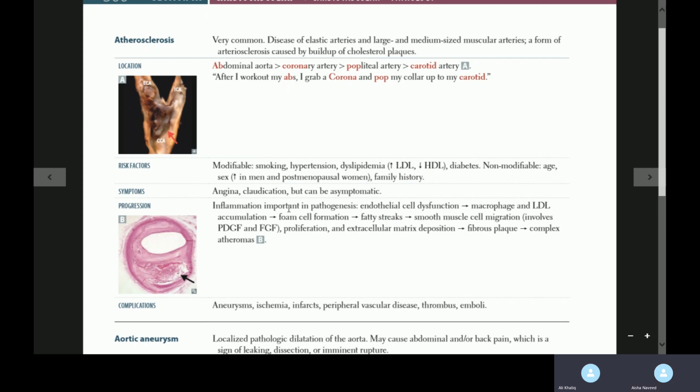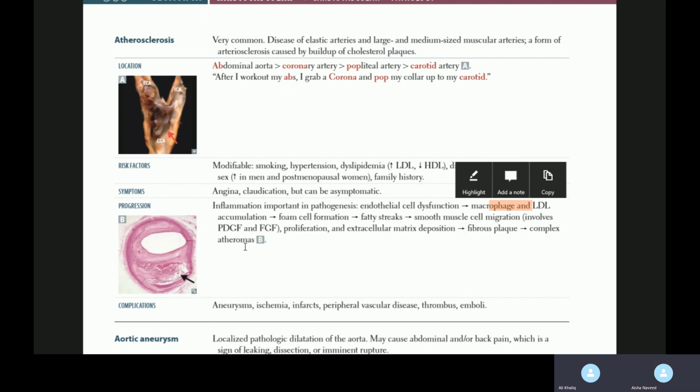Inflammation is important in the pathogenesis. How? Endothelial cell dysfunction, macrophage and LDL accumulation, foam cell formation, fatty streak, smooth muscle migration, proliferation, extracellular matrix deposition, fibrous plaque, complex atheroma. What the hell is this? Are you getting anything from it? Well, somewhat, because you see all these things happening. Okay, let's draw it.